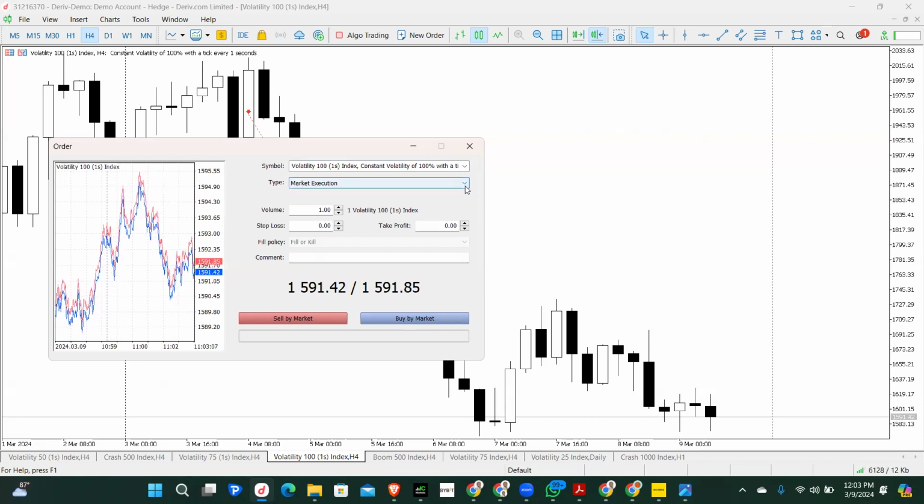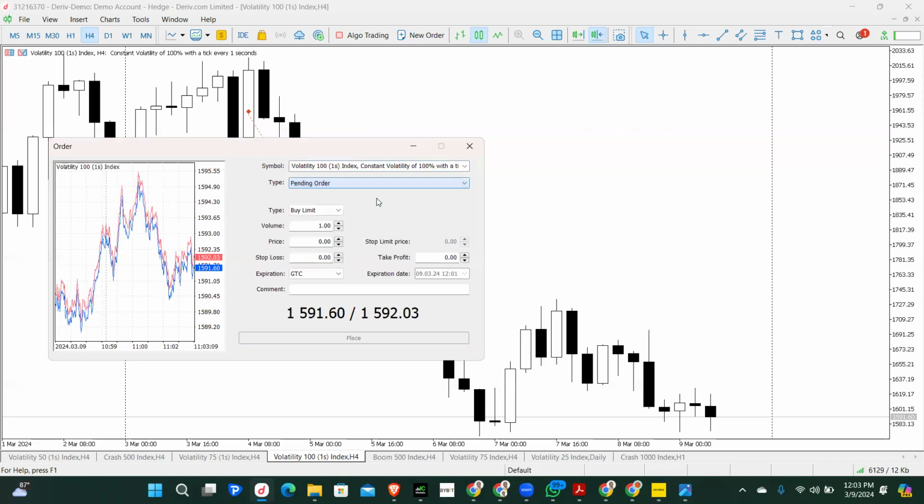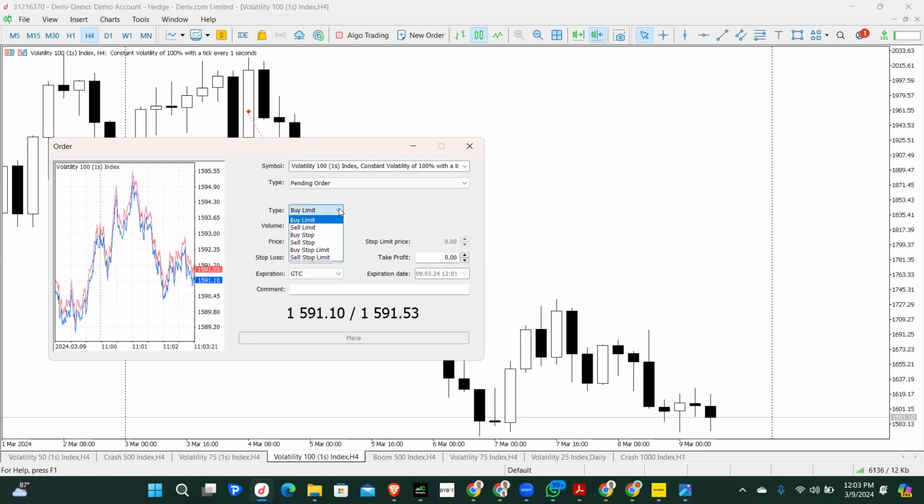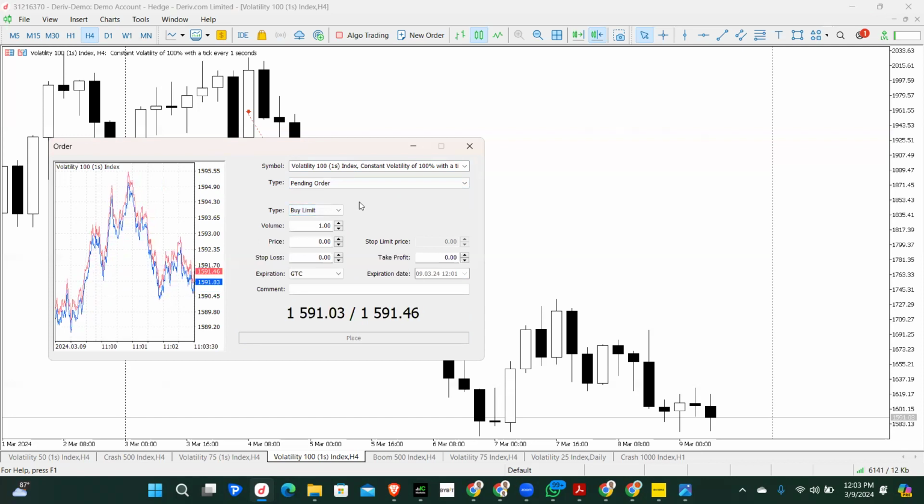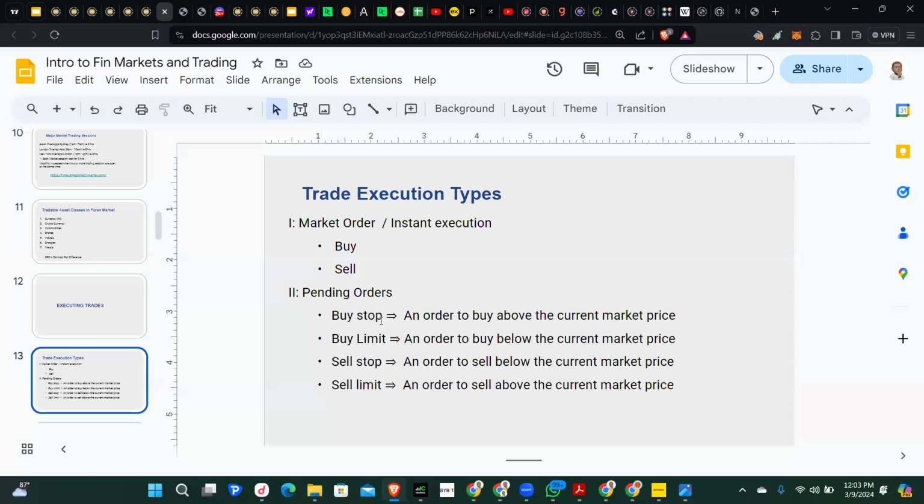But when we switch to pending order, you see that it now has an option where you can put the price where you want to buy. Under this type, we can click on this drop down. So you now have buy limit, sell limit, buy stop, sell stop. I did all of that. I said that the buy stop, we use it to buy above the current market price.